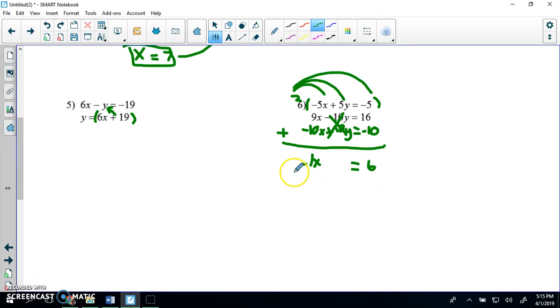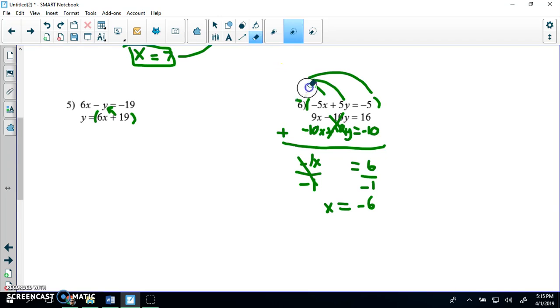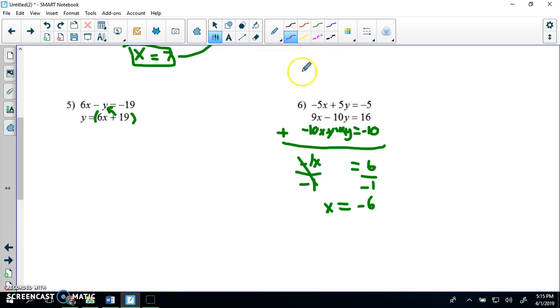So I want to get x all by itself, so I need to get rid of that negative 1. So I'm going to divide by negative 1, divide by negative 1. And I get x equals negative 6. All right. Now that I know x is negative 6, I can come up here and plug into any of these, do a little bit of algebra. All right, let's do this in pink. Let's take this. Oh, I'm going to plug it in right there.